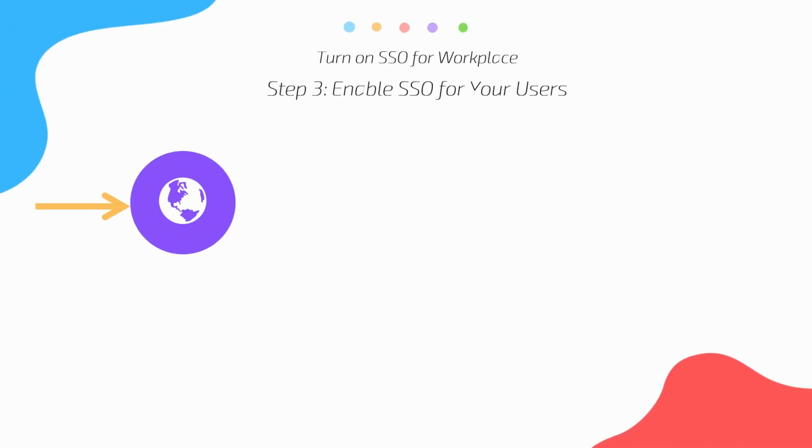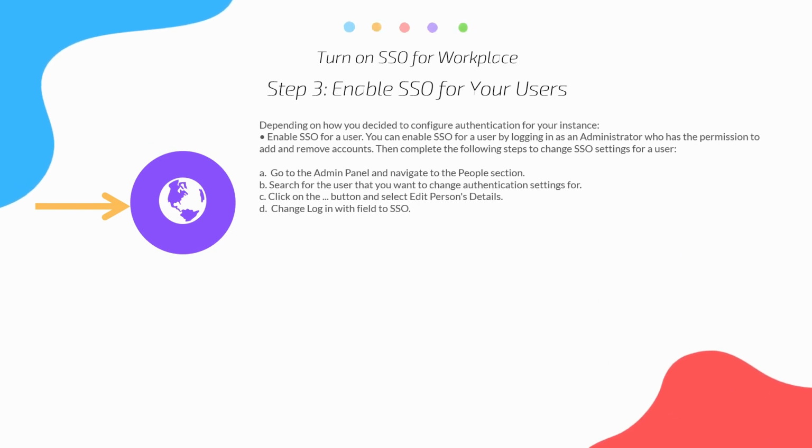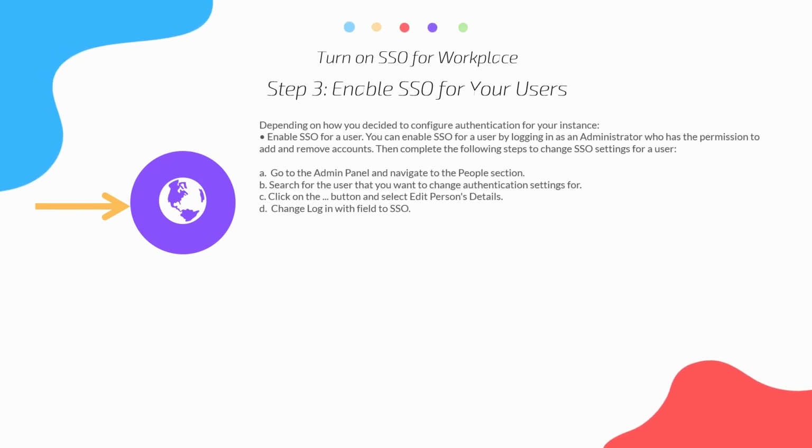Step 3. Enable SSO for your users. Depending on how you decided to configure authentication for your instance, enable SSO for a user. You can enable SSO for a user by logging in as an administrator who has the permission to add and remove accounts. Then complete the following steps to change SSO settings for a user. A. Go to the admin panel and navigate to the People section. B. Search for the user that you want to change authentication settings for. C. Click on the button and select Edit Person's Details. D. Change Login with field to SSO.